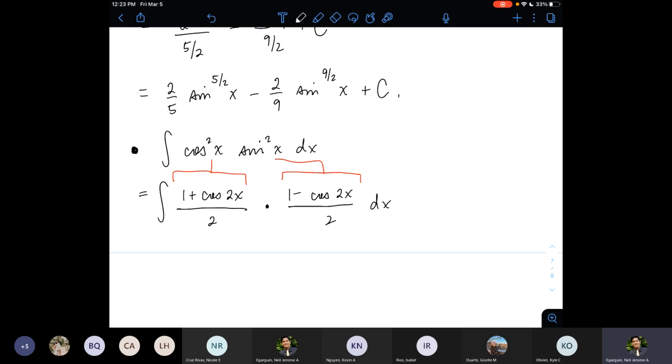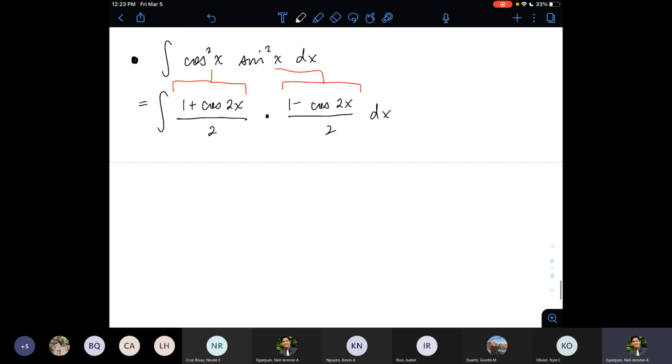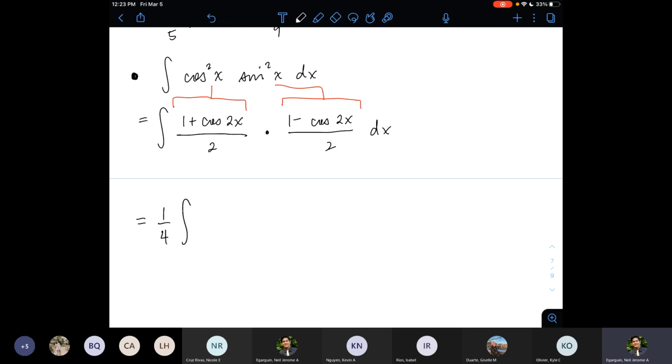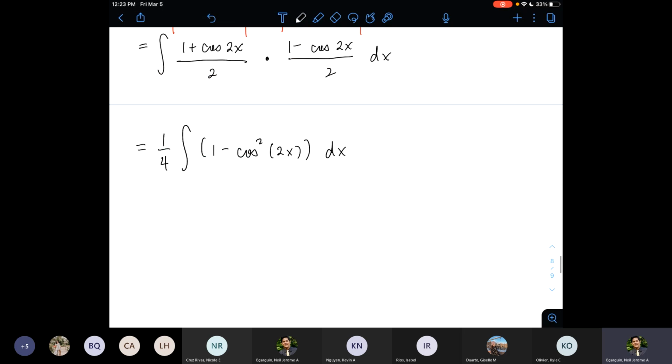Okay, so now after using the half angle identity, we carry out the multiplication and try to see what integral we need to deal with. So I have 4 in the denominator, so that can go out of the integral. Multiply the numerators, you'll get 1 minus cosine squared of 2x dx, which is again an even power of cosine. But I don't want to work with 1, so you can use the half angle identity at this particular point. Replace cosine squared 2x by the half angle identity again.